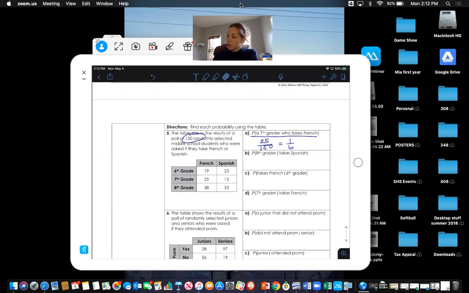Next question, it says, what's the probability that they are an 8th grader given, do you see that straight up and down line, given that they take Spanish? Now I have to limit my sample space. I am only allowed to look at the entire Spanish category, that entire column. If I add that up, that's going to add up to 68. And I want to know the 8th graders. There are 33 out of those 68 kids that are 8th graders, knowing that they take Spanish. I'm only allowed to look at the Spanish column.